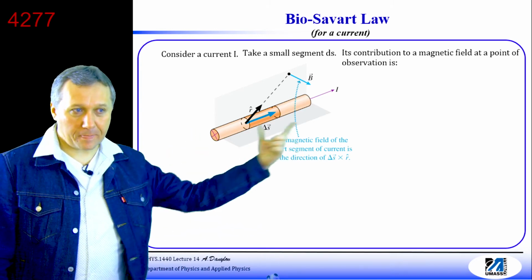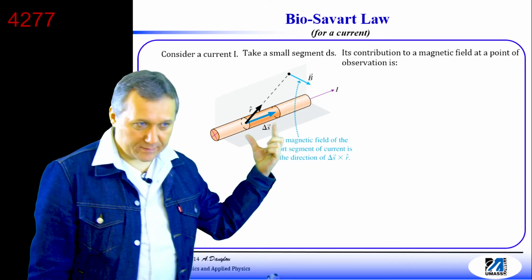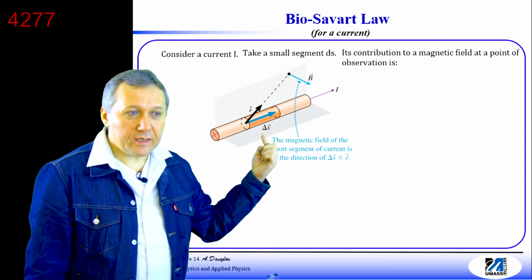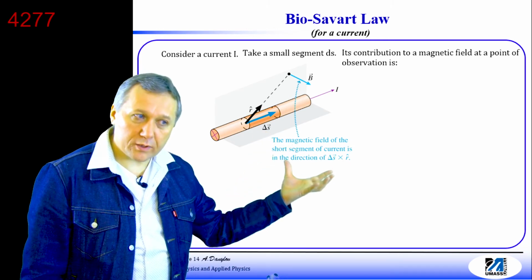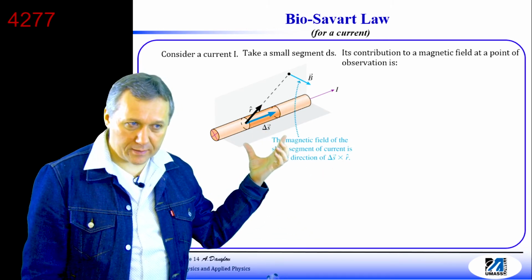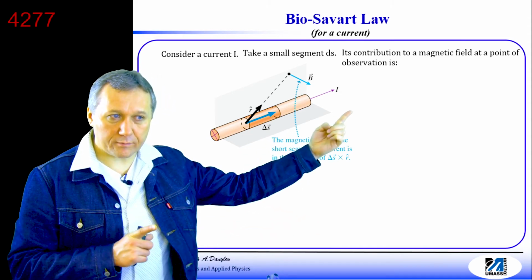Okay, so that's what we have. We have a wire, and we take an infinitesimally small piece, ds. And you see, ds is presented as a vector. So what determines the direction of this vector ds? There is only one direction in the wire, the direction of the current.